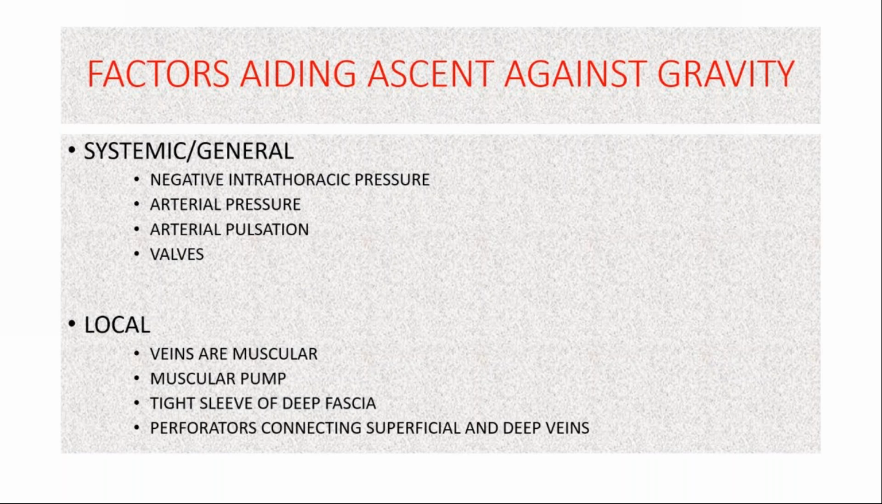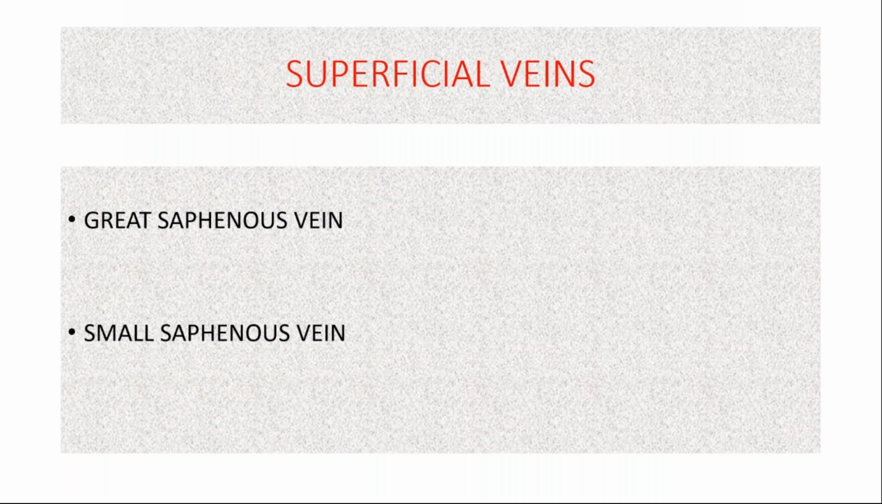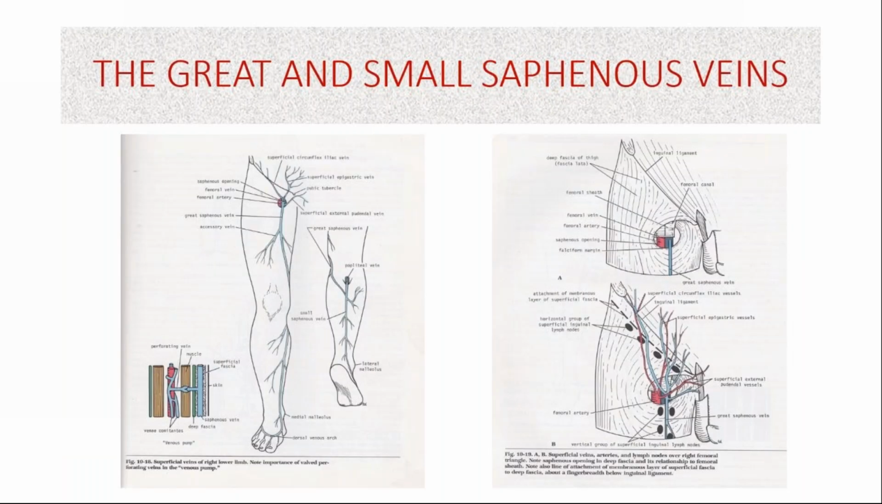Then let us go to the veins of the lower limb. There are three systems of the veins of the lower limb. One is the superficial veins, one is the deep veins, and then there are perforators in between the two. So let us discuss the superficial veins first. Now the superficial veins are two. One is the great saphenous vein, one is the small saphenous vein. Now let us discuss this here.